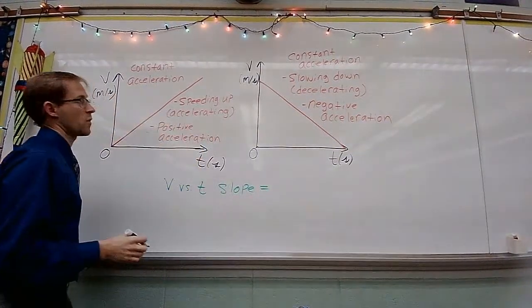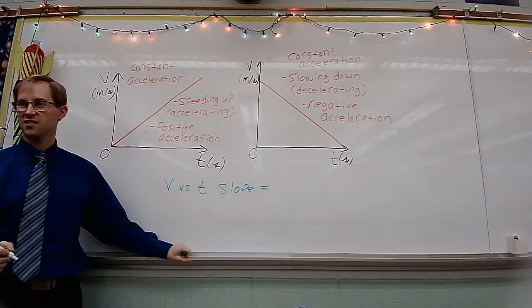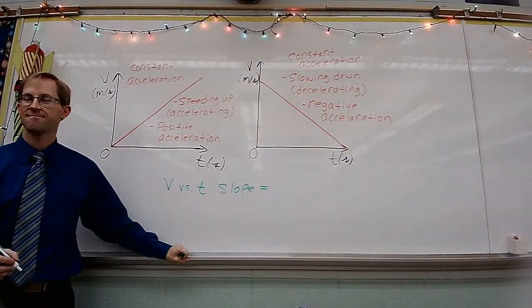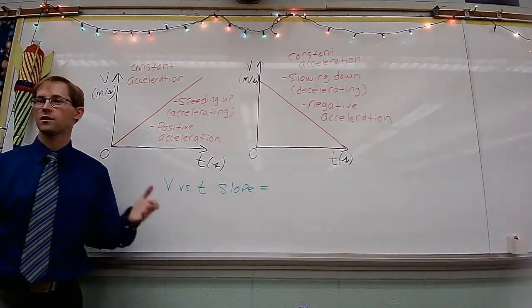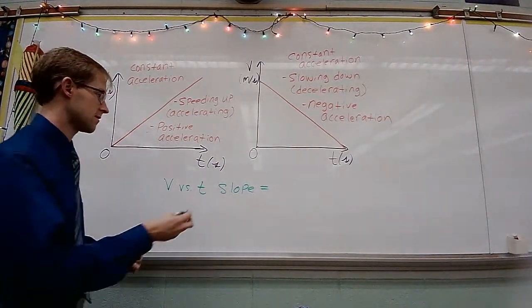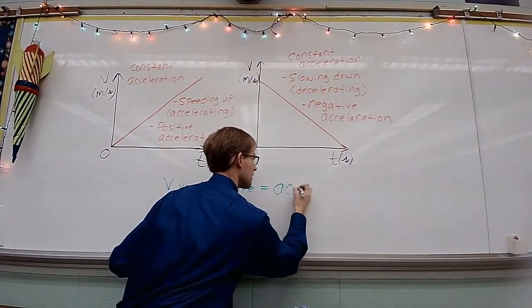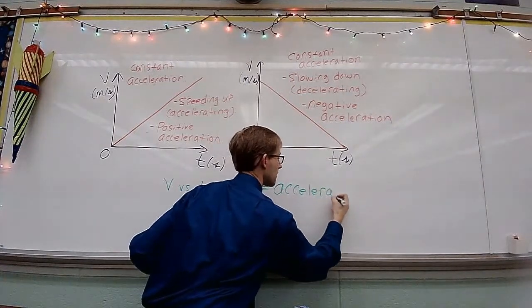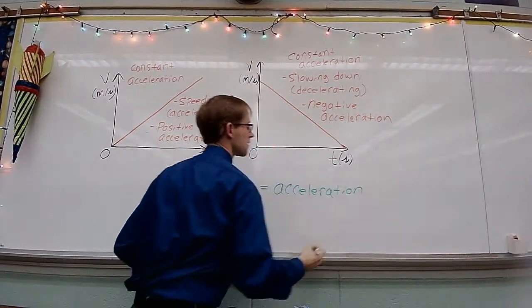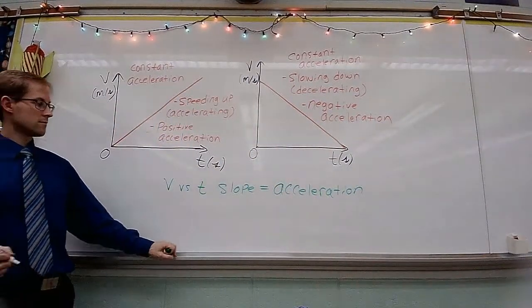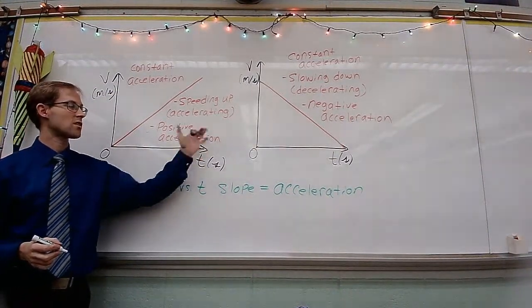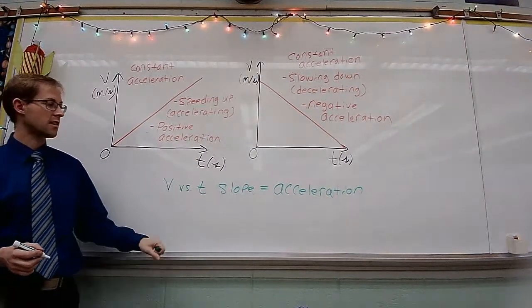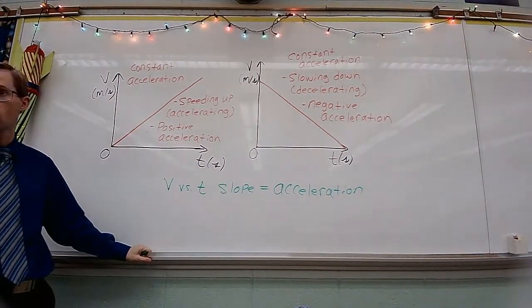Any guesses on what the slope of these graphs tells us? The deceleration? Yeah, you're on the right track. It tells us the overall acceleration, whatever that number is. So, both of them combined? Yeah. Well, yeah, both of these, it will tell us that acceleration, whatever that number is, positive or negative.